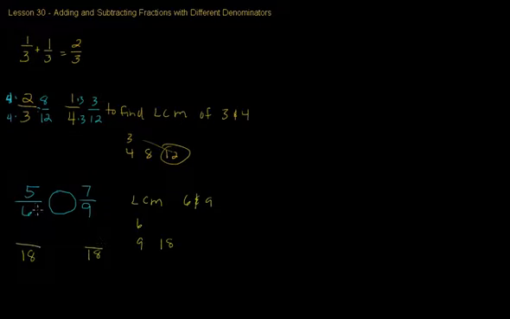Okay, now, 6 times what gives us 18? 3. So we have to multiply the top by 3. 9 times what gives us 18? 9 times 2. We multiply the top by 2. So now we can compare them. Which one's larger? The 5/6 is larger. Okay, so when you're comparing two fractions, make sure you get a common denominator.